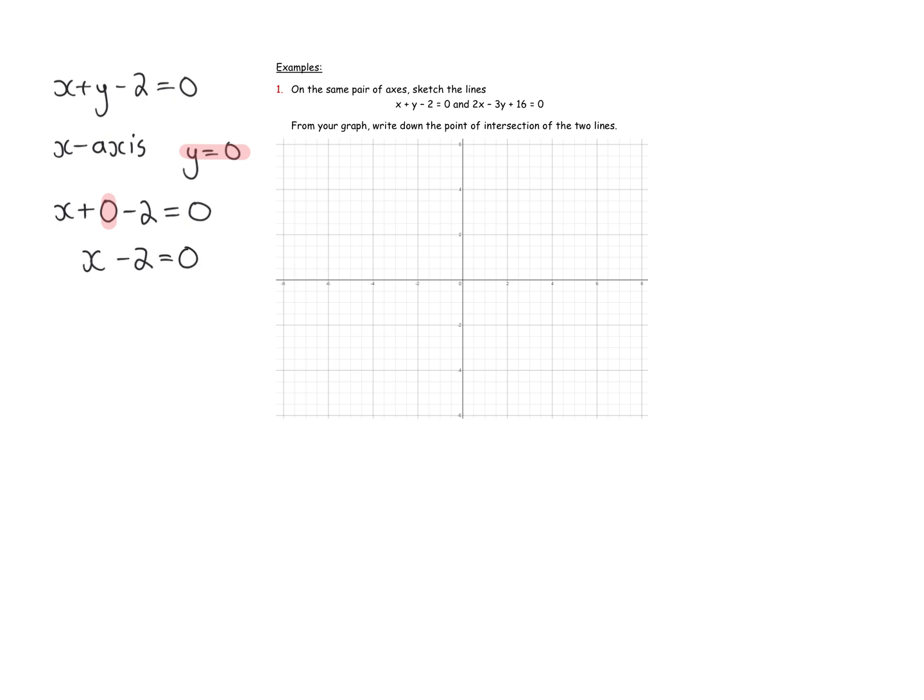and we need to get the x on its own. So I'm going to add 2 to both sides, and what we'll be left with is x equal to 2. So the point we have then is the point (2, 0).